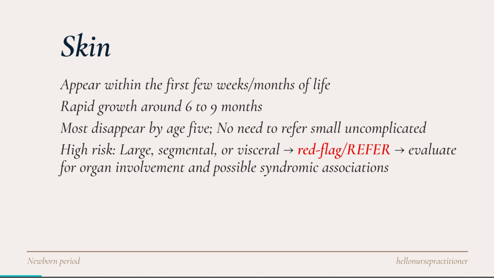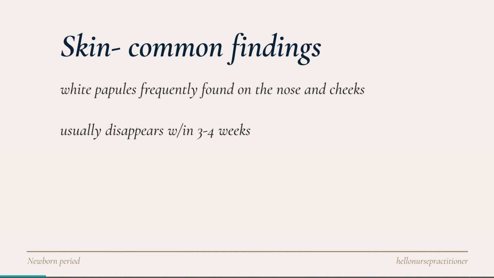This skin condition appears within the first weeks to months of life. It grows rapidly from 6 to 9 months. Most involute and disappear by age 5, and for those, there's no need to refer them out if they're small and uncomplicated. There are some high-risk ones that are large, segmental, or visceral. Immediately refer those out. They'll need further evaluation for organ involvement and possible syndromic associations. Those are hemangiomas.